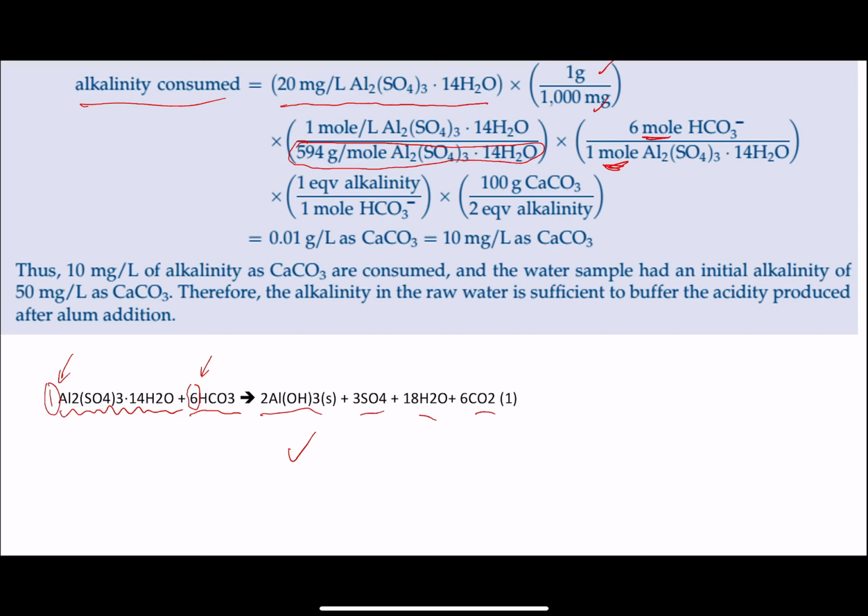Remember, if you want to switch it to as CaCO3, you multiply by 50, as you did with hardness. So this would give you 0.01 gram per liter as CaCO3, which is equivalent to 10 milligram per liter as CaCO3. So the 20 milligram alum will remove only 10 out of 50. So at the end, you will have a sufficient amount, 40 milligram per liter as CaCO3 of alkalinity, which is enough to buffer the acidity, to fight the acidity that is produced after the alum addition.